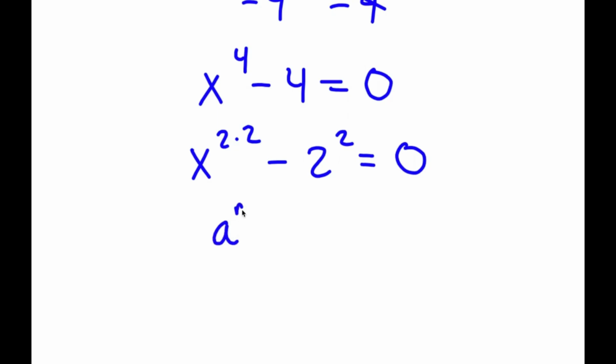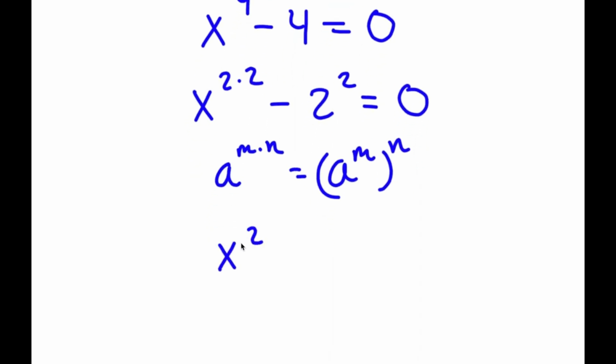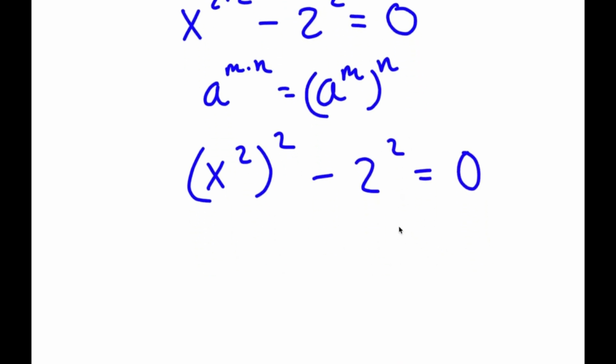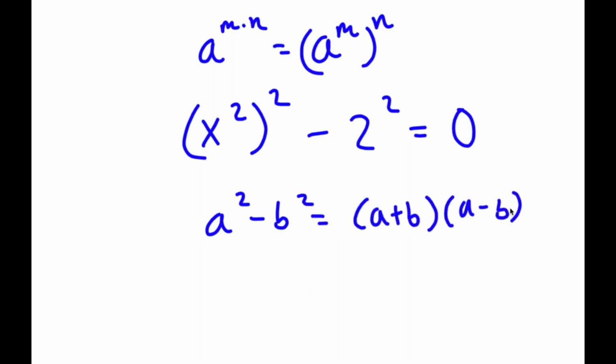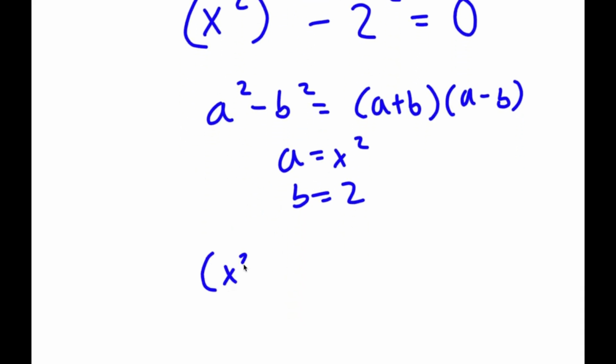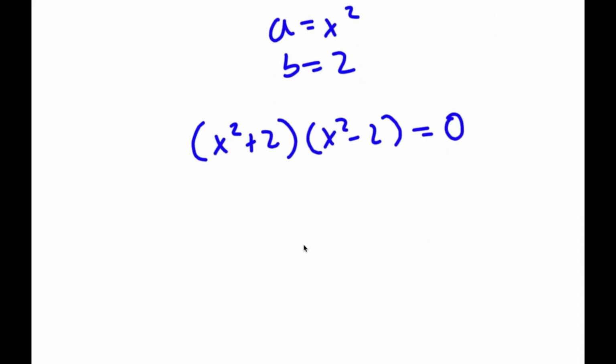Now if I have something in the form a to the power of m times n, this is equal to a to the power of m, to the power of n. So x to the power of 2 times 2 is equal to (x to the power of 2) to the power of 2, minus 2 to the power of 2 is equal to 0. Now if I have something in the form a squared minus b squared, this is equal to a plus b times a minus b. So in this case, a is equal to x squared and b is equal to 2. So now I have (x squared plus 2) times (x squared minus 2) is equal to 0.